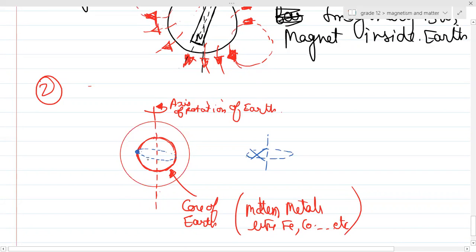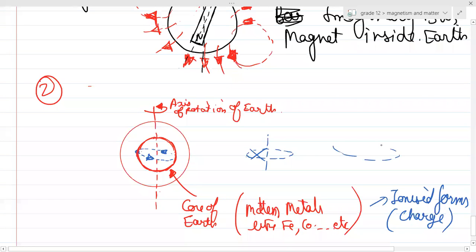Okay. And now due to this rotation, whenever you have molten metals, they will be in the form of ionized ions, right? Yes or no? If they are ionized, that implies they will have certain charge on them. So if I have some charge which is rotating in a circular motion, can I say it will produce an equivalent current?